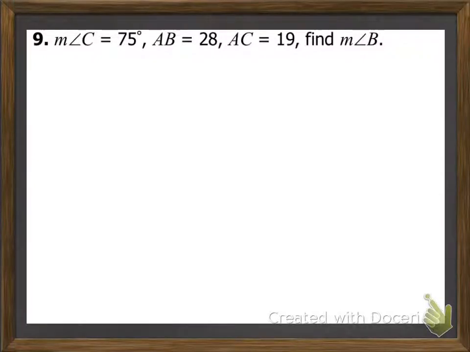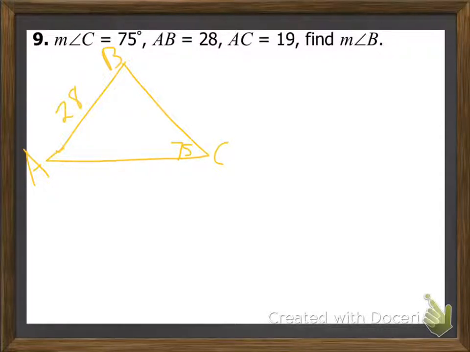Let's look at number 9 here. Once again, we need to draw our triangle. Label it the same, A, B, C. Alright, so angle C is going to be 75 degrees, AB is 28, AC is 19, and we're trying to find angle B. So once again, try to figure out what all goes together. The X and the 19 go together, and the 75 and the 28 go together, because that's what's across from each other.